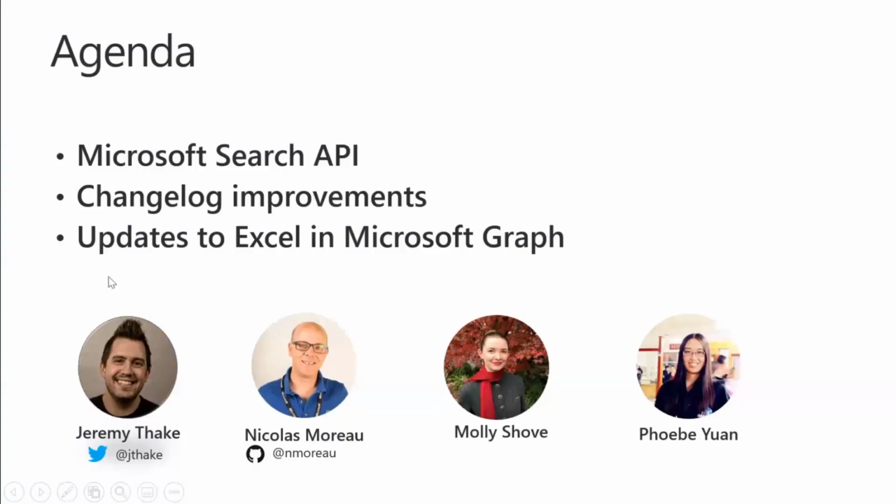Nicolas is going to go first. Nicolas has been on before to talk about search APIs. This is something that we have announced a while ago now, and have a lot of workloads already in it, and he's going to be sharing that update. And as I mentioned, Molly's going to be talking about the changelog, and then we have Phoebe, who's going to be sharing some updates on the Excel API on Microsoft Graph as well.